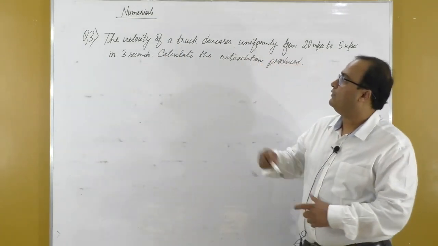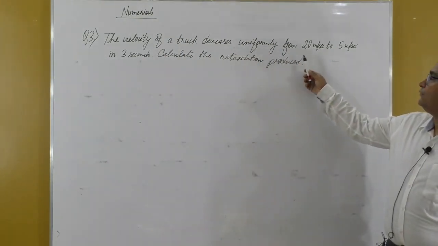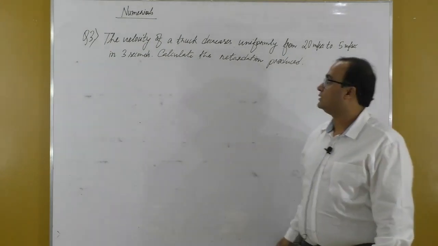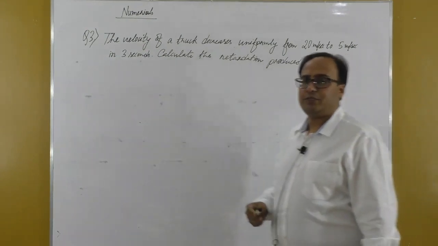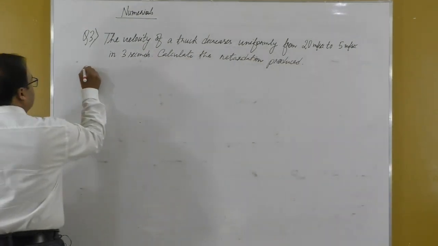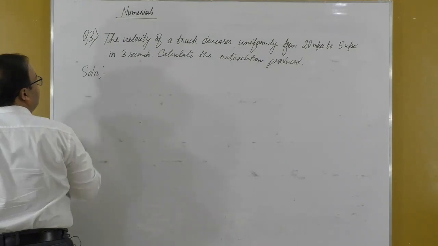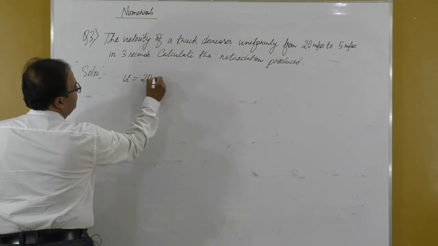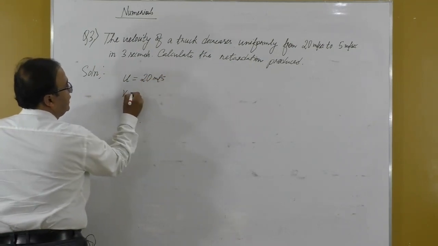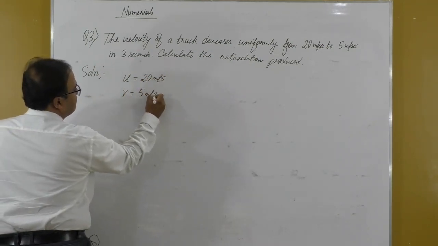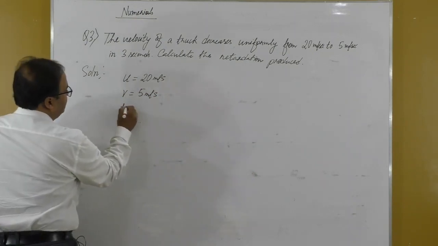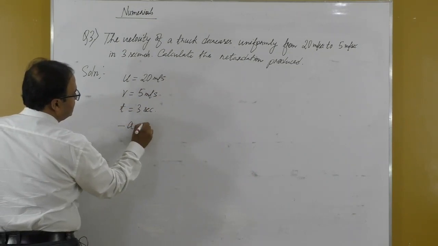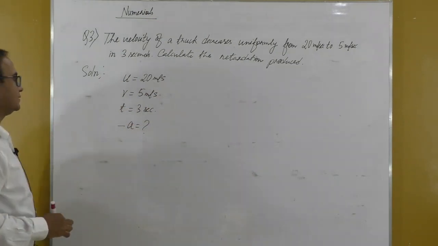Now question number 3 that I am going to solve for you. The question is, the velocity of a truck decreases uniformly from 20 meter per second to 5 meter per second in 3 seconds. Calculate the retardation produced. So look at the solution. Again, the simple question. Initial velocity is 20 meter per second. Final velocity is 5 meter per second. Time taken is 3 seconds. You are asked to calculate retardation, that is negative of acceleration.